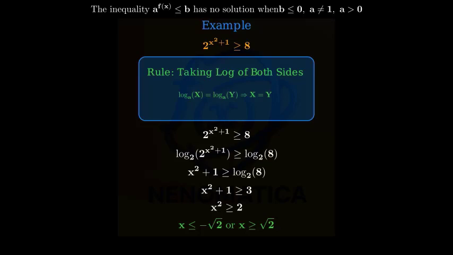Taking the square root of both sides, and remembering that when we take the square root of both sides of an inequality, we need to consider both positive and negative values, we get x is less than or equal to negative square root of 2, or x is greater than or equal to square root of 2.